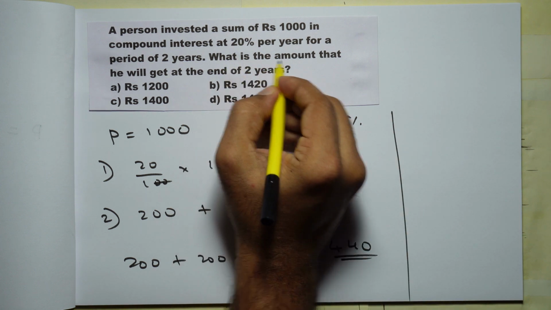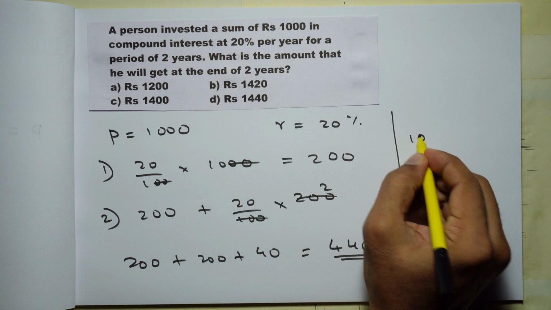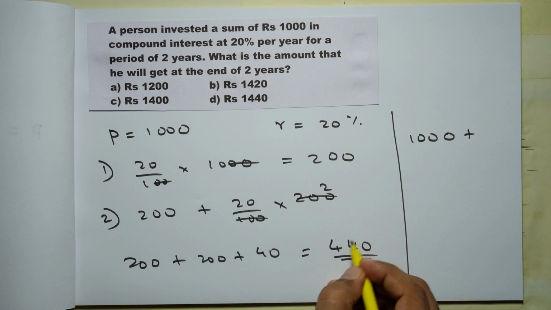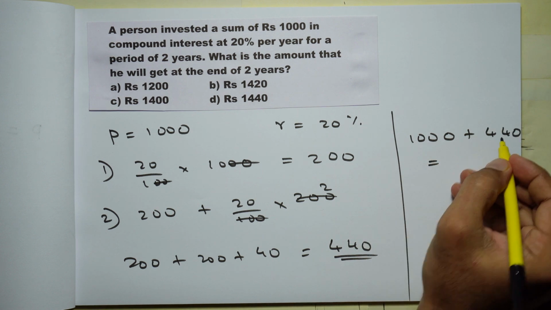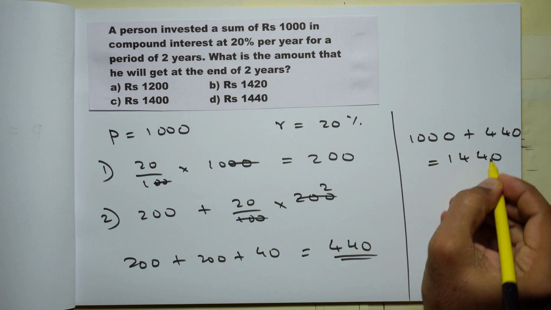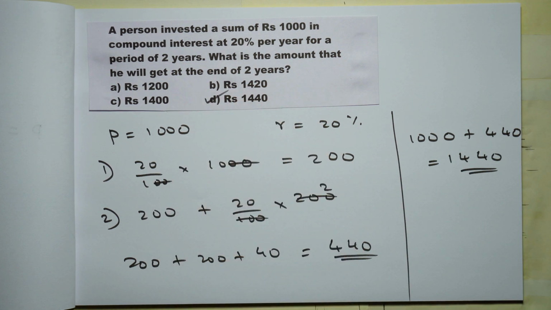Now the question is, what is the amount that he will get at the end of 2 years? Principal is 1000 plus interest is 440. So amount at the end of 2 years will be 1440. So option D, 1440.